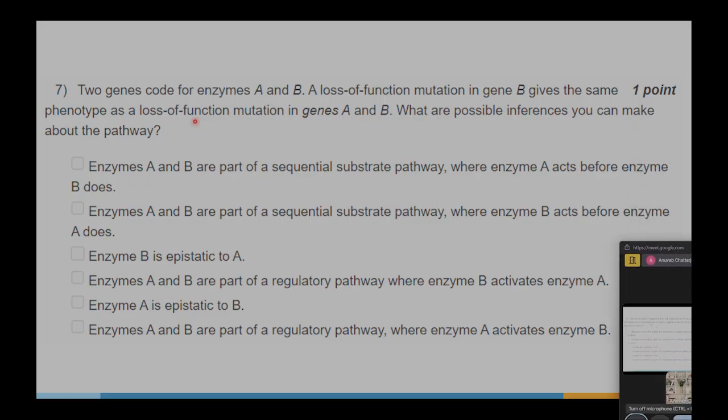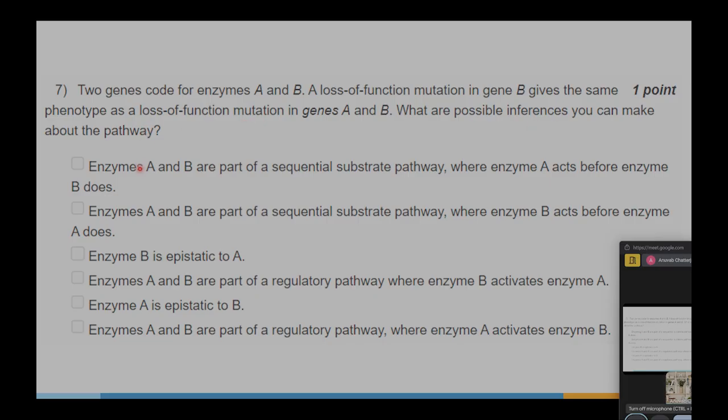Yes. Two genes code for enzymes A and B. A loss of function mutation in gene B gives the same phenotype as a loss of function mutation in genes A and B. What are the possible inferences you can make about the pathway?